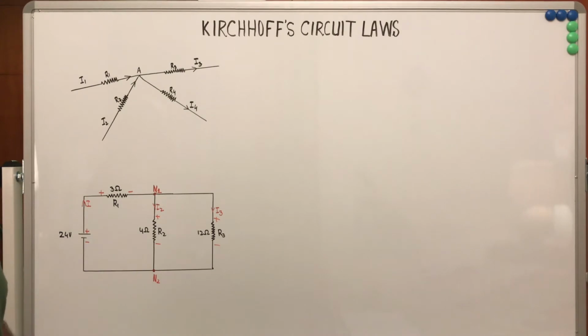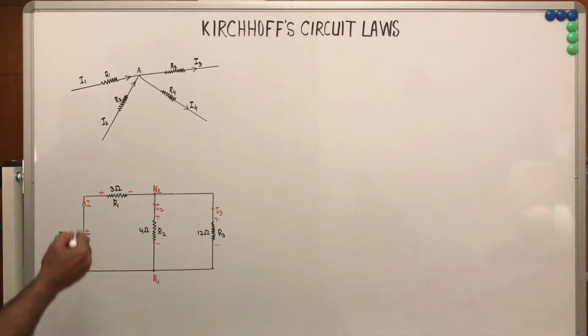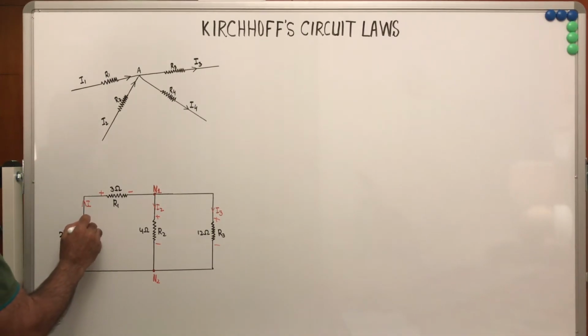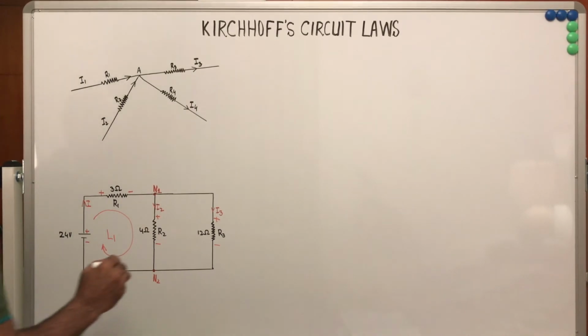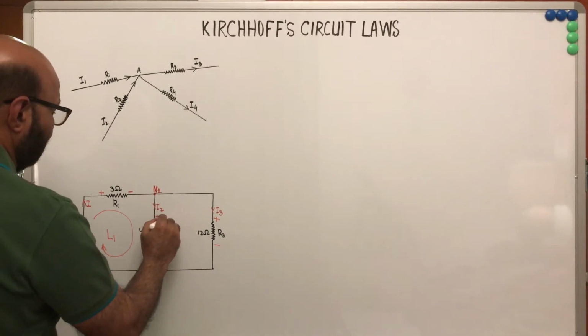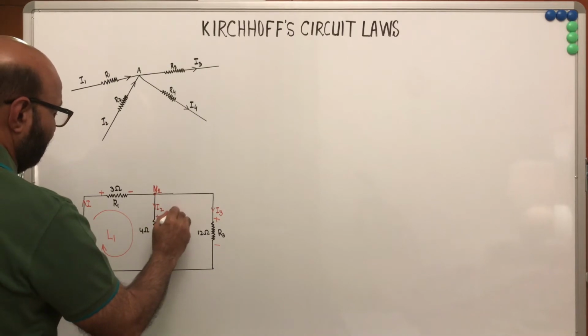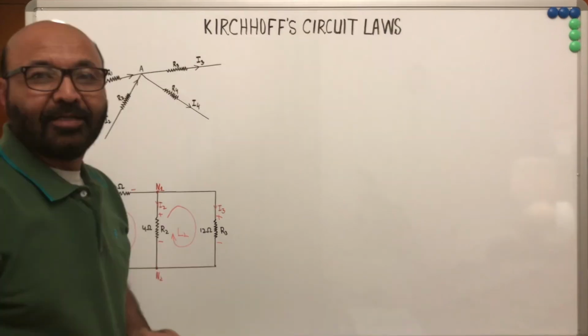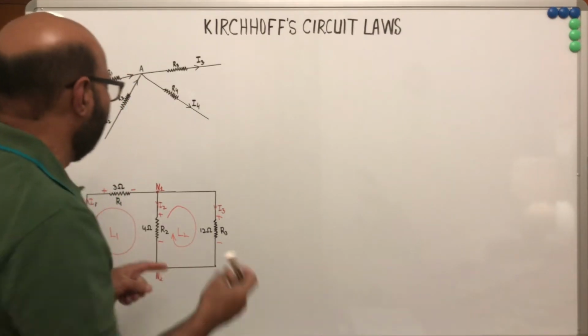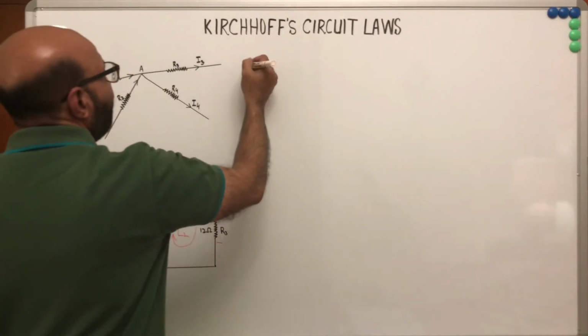Now the third step is to find the loops. Here we have two loops, and a loop generally starts from positive and goes clockwise. Let's say this is loop 1 and this is loop 2. We will now apply KCL on node 1.